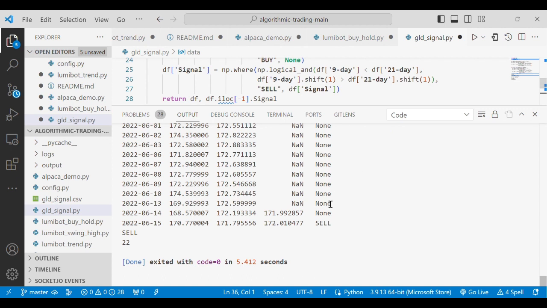So at last it has sold the stock at this price. So this is how the gold ETF works, and we have also extracted the function, that is signal, which takes data frame df, which gives a start and end date, and from Yahoo Finance the historical stock data is extracted, and this is how the signaling works.